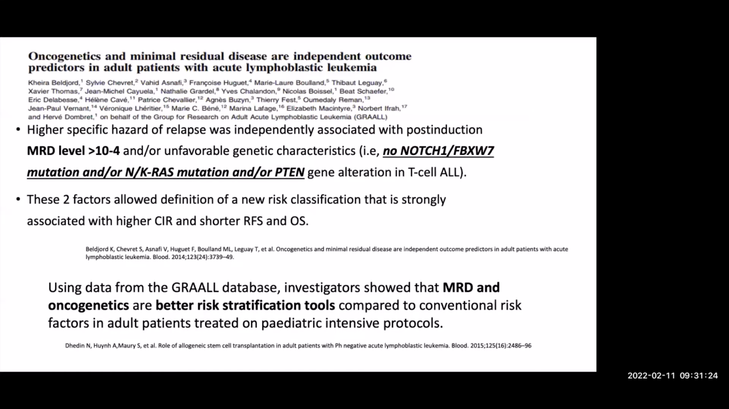So to summarize, patients who, post-induction, that is at the end of phase 2, had MRD levels of more than 10 power minus 5 and unfavorable cytogenetics as we saw before, that is wild type NOTCH and FBXW7, and also the presence of RAS and PTEN mutations, have increased risk of relapse and shorter relapse-free survival and overall survival. And these patients need transplantation.